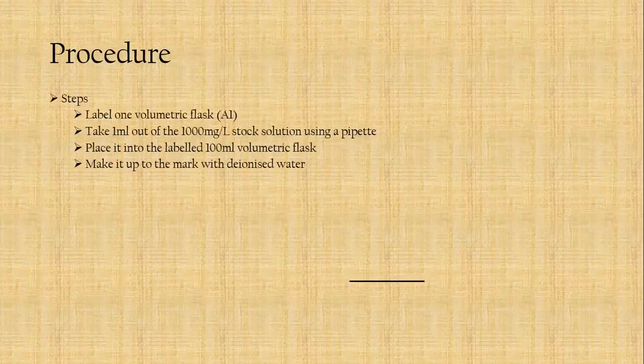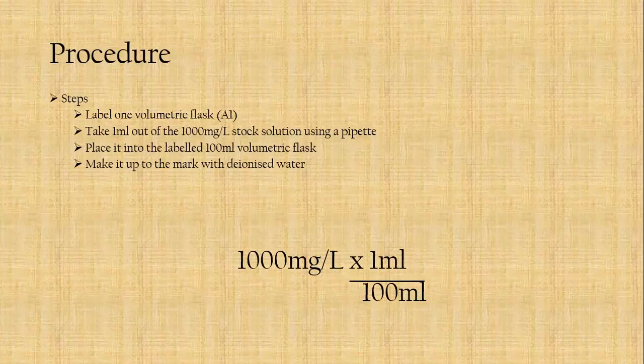The procedure would be in the lab script, but as a reminder, you need to label one volumetric flask. For instance, you could call it A1. Then you take 1 millilitre out of the stock solution using the pipette, place it into the volumetric flask, and make it up to the mark with deionized water. In numerical terms, what you've done is 1,000 times 1 divided by 100.